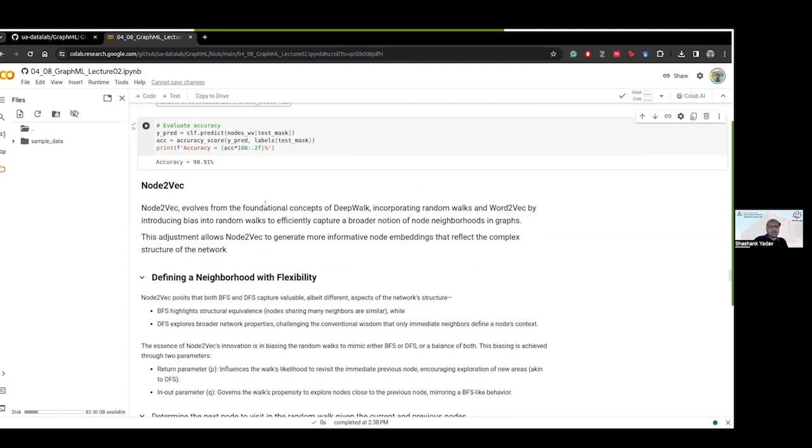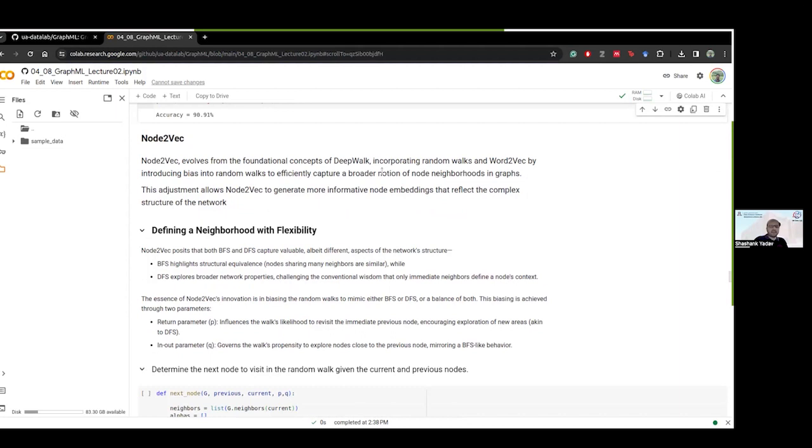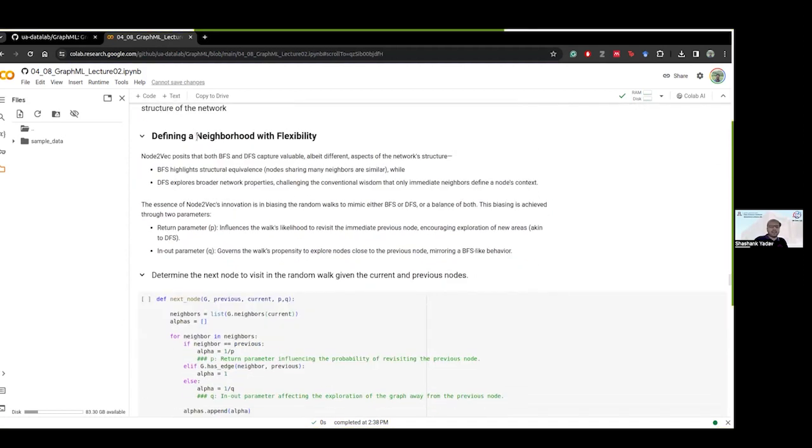Yeah, so coming to node2vec, essentially it's based on DeepWalk, where we do random walks and later use word2vec. But in node2vec, there is an introduction of bias into random walks based on some parameters. Either you would like to go depth-wise or breadth-wise, and to understand that, we need to define the neighborhood of a node with flexibility. So node2vec says that both BFS and DFS capture valuable information. As in the previous lecture, BFS highlights structural equivalence, in the vicinity of that node, where nodes sharing multiple neighbors are similar. But DFS explores broader network properties because it goes deeper into the network, so that can also define some kind of connectivity for the whole network.